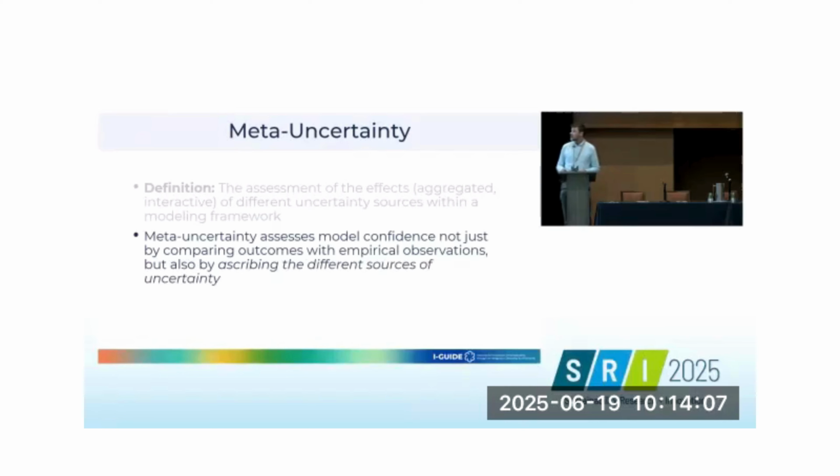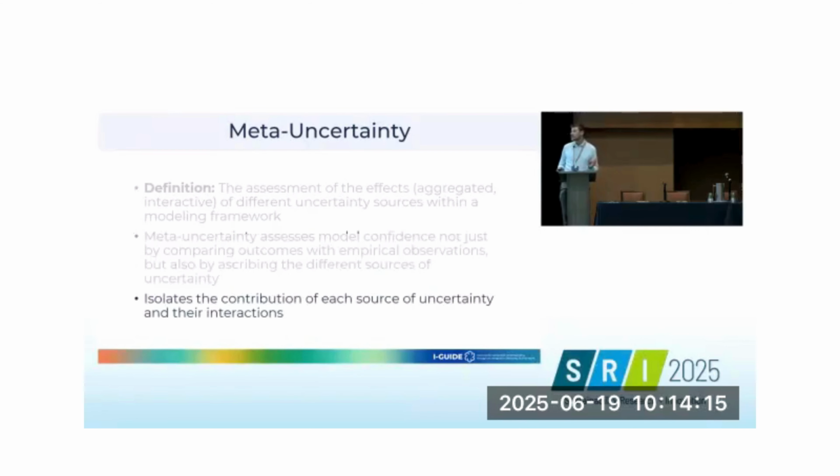We're not just looking at the empirical observations and how they compare to the real world, but we're also trying to ascribe the different sources of uncertainty to these values. And we're not just interested in the contribution of each source of uncertainty, we're also interested in the way that these sources interact with one another.